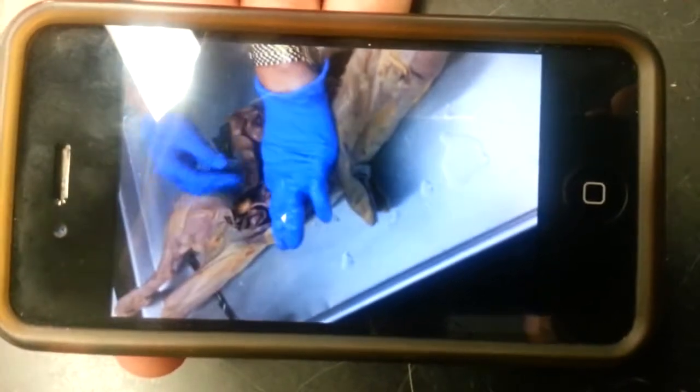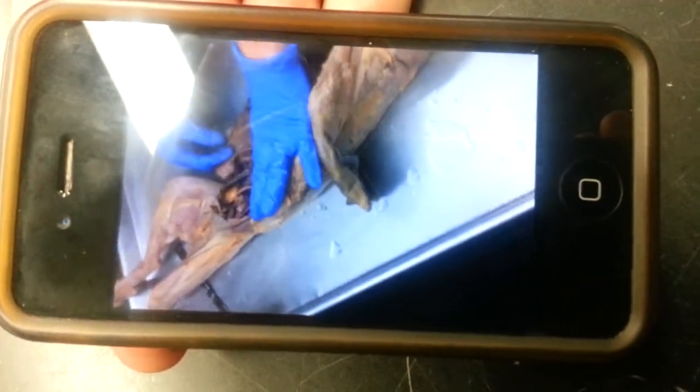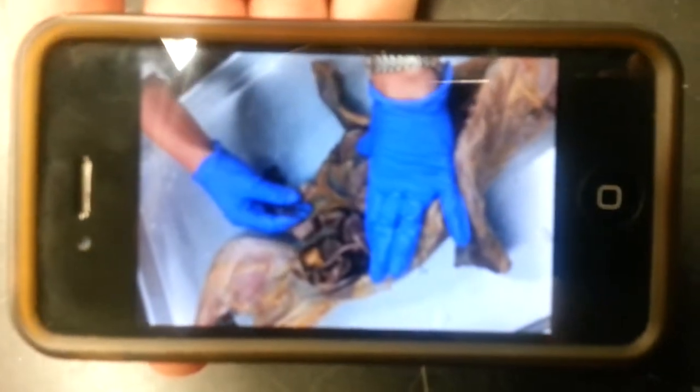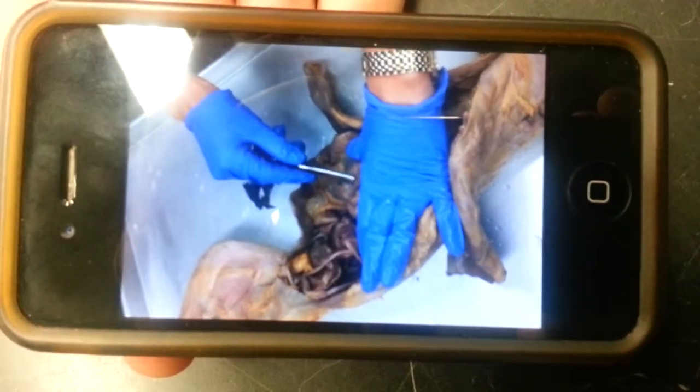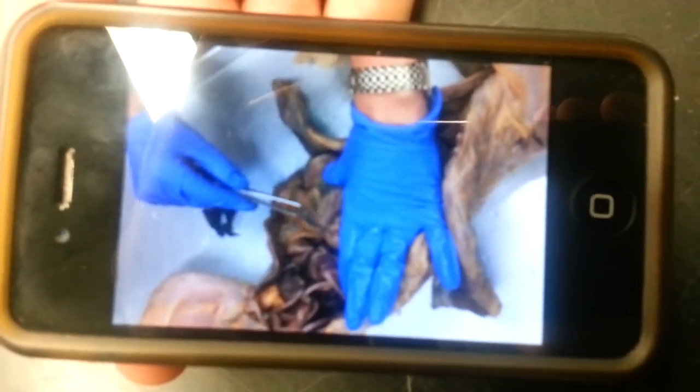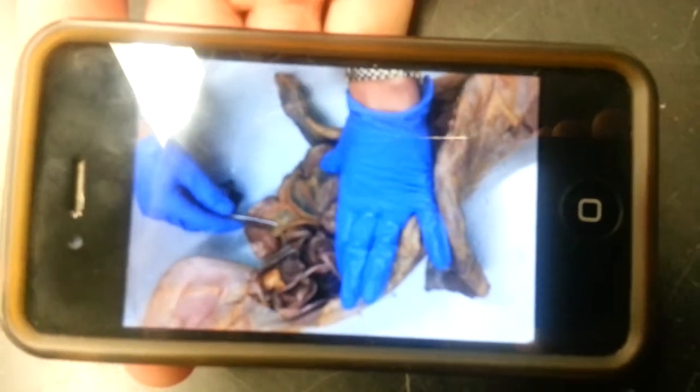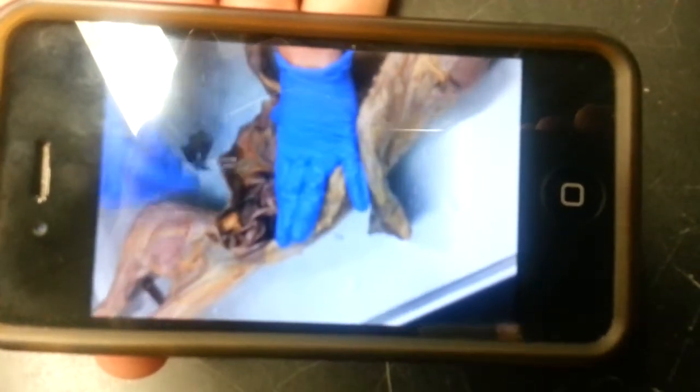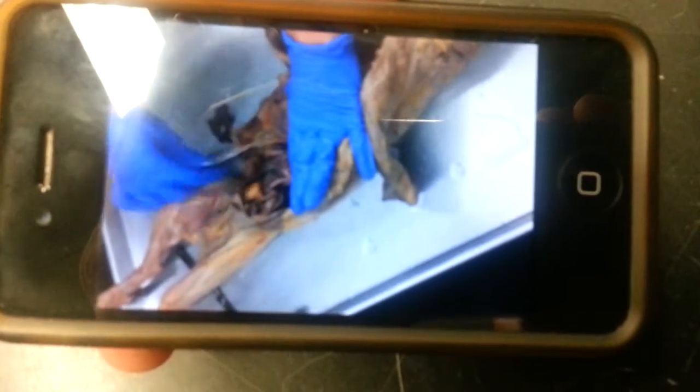So this right here is the mesentery. I'm going to guess that's the middle colic, that's the right colic, and that's the ileocolic. What the heck? Why not? 1, 2, 3. So this would be the superior mesenteric continuing on.